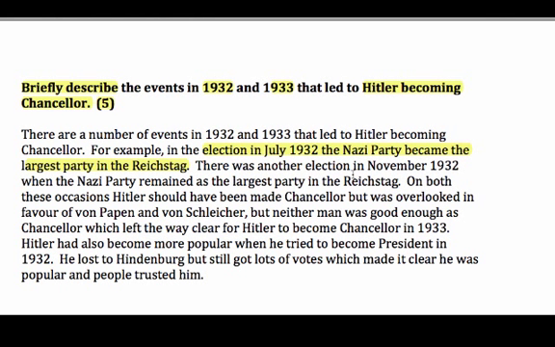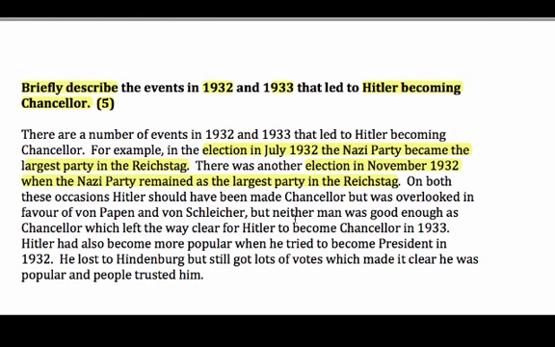There was another election in November 1932 when the Nazi Party remained as the largest party in the Reichstag. There's another fact for you. Election 1932, Nazi Party remained the largest party in the Reichstag. On both these occasions, Hitler should have been made Chancellor, but was overlooked in favour of von Papen and von Schleicher. Now, good details, but not really giving me at that point a reason why Hitler became Chancellor.